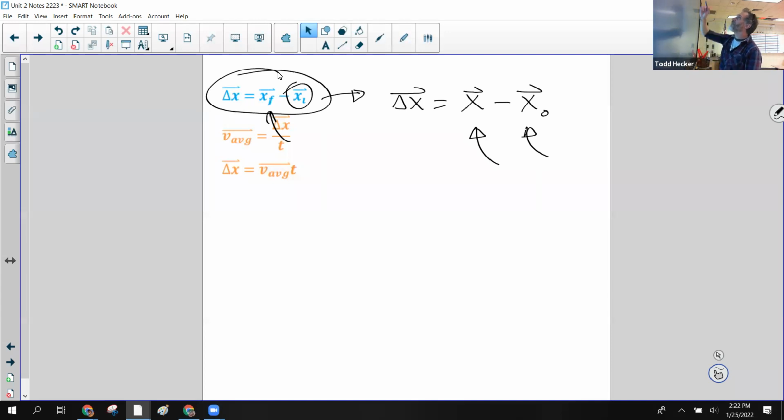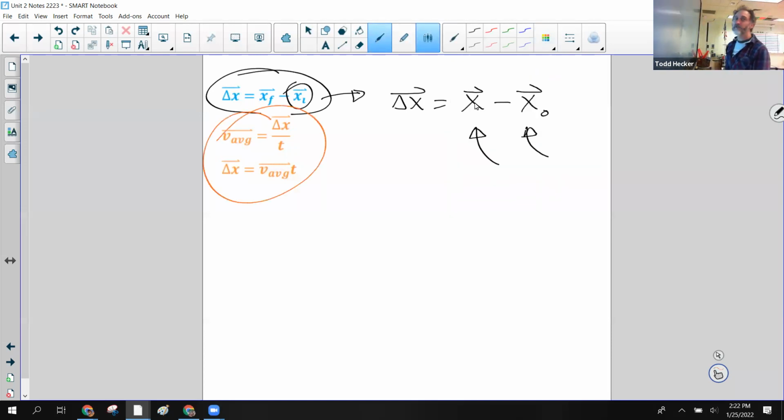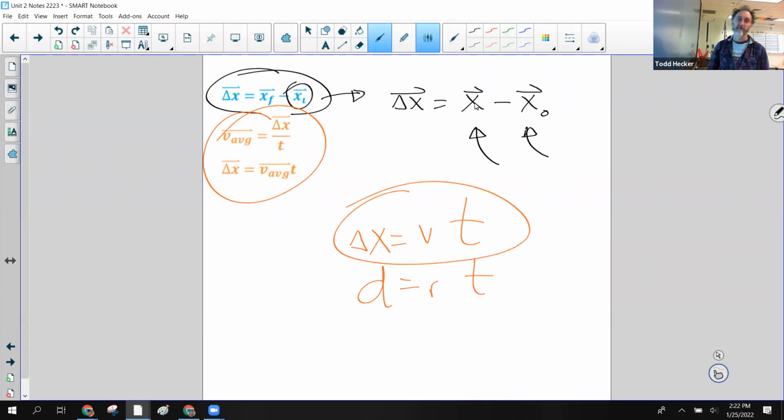Now, if the velocity is constant, right? So that's these guys. If your velocity is constant, the only equation I want to see you using is this. Displacement is velocity times time. Distance equals rate times time. If you go 60 miles an hour for 3 hours, you're going to go 180 miles. Displacement is velocity times time. Okay. If your velocity is constant.